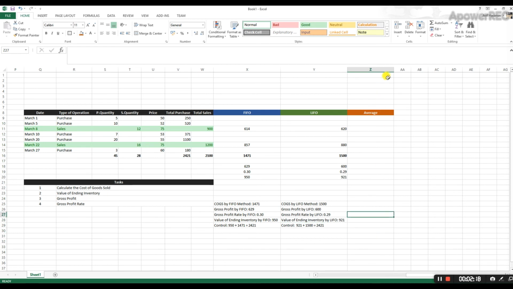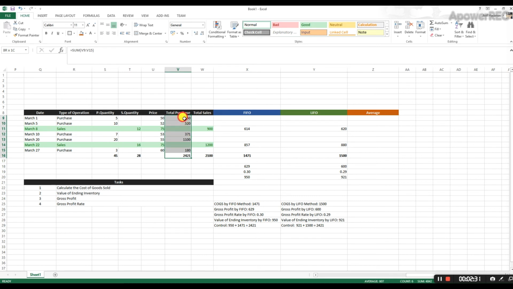And the last one is the average method. The average method is really, really easy to do. By the average method, you just take all the amount of purchase and divide it by the purchase quantity. So this is the amount of purchase, and this is the quantity of purchase. We have to find an average price only once and then apply it for every selling.